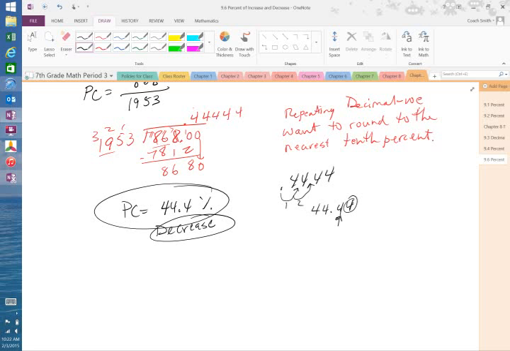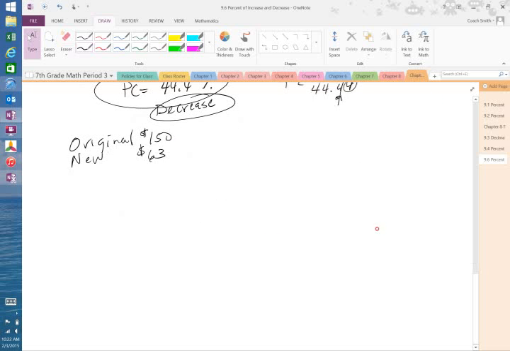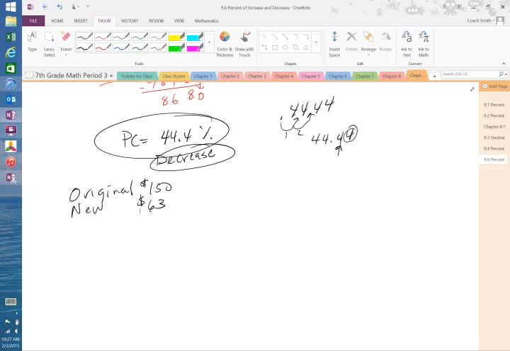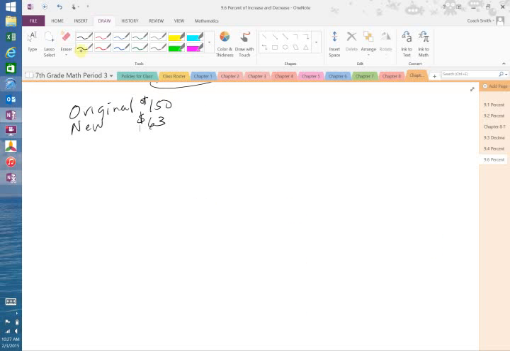Number 7 says the original amount is equal to 150. The new amount is equal to 63. Okay, so try that one on your own. I'll come around and check your answers. All right. Most of you are getting to the right spot. You have to take 150 minus 63 to find the amount of change. The amount of change was equal to 87.